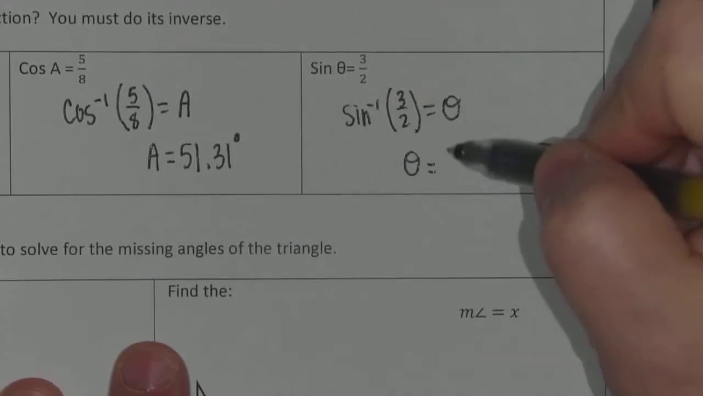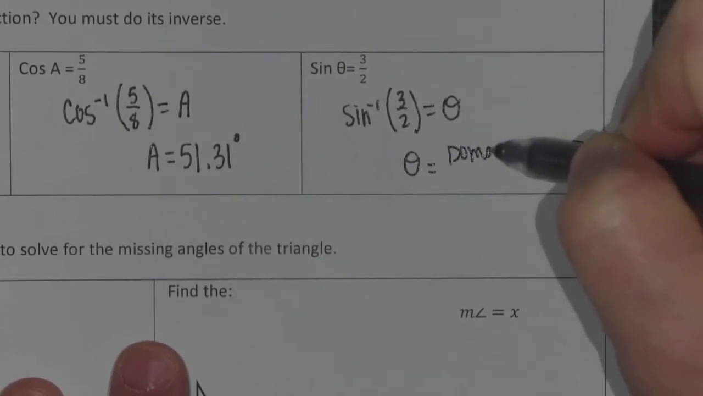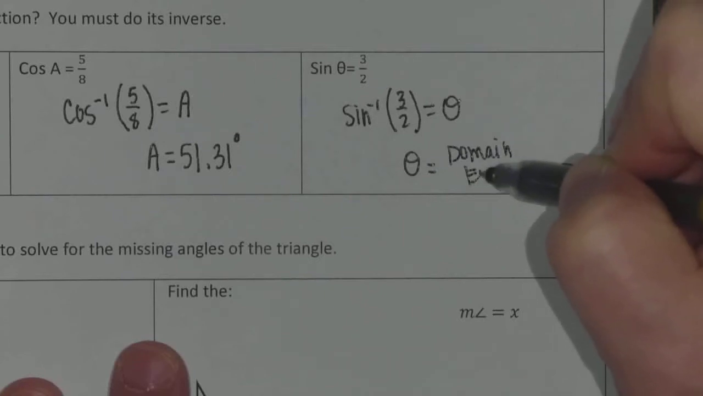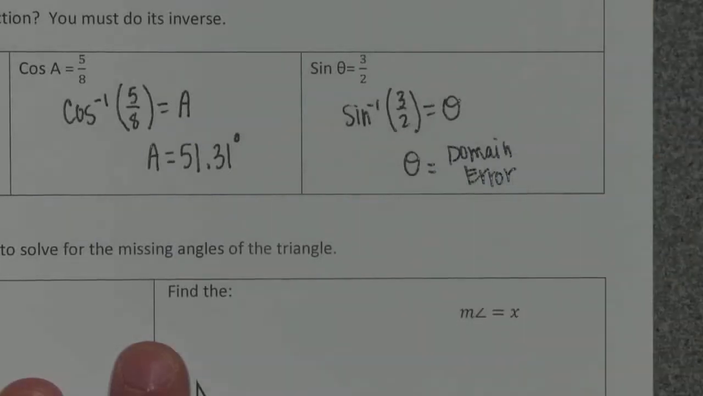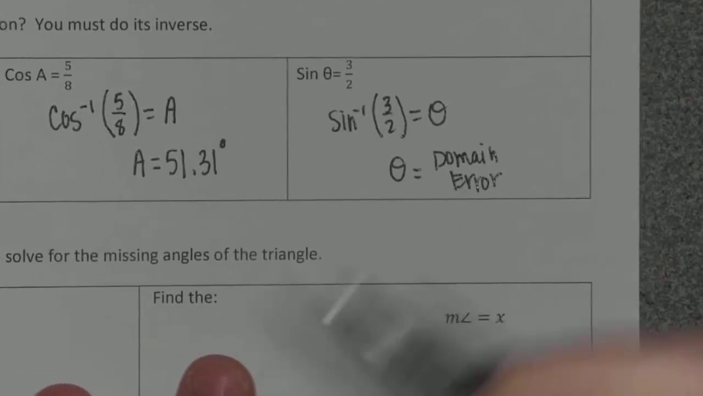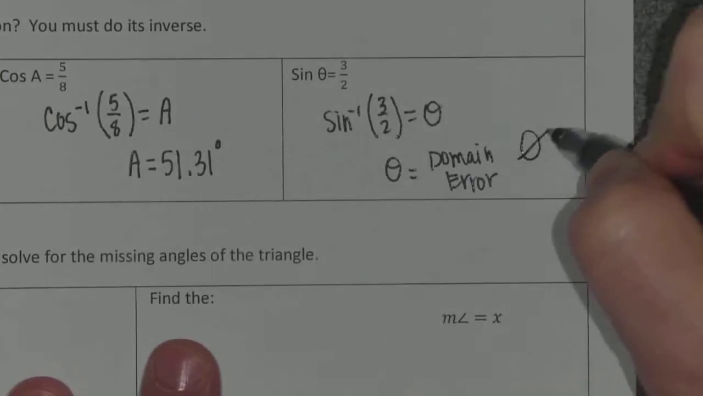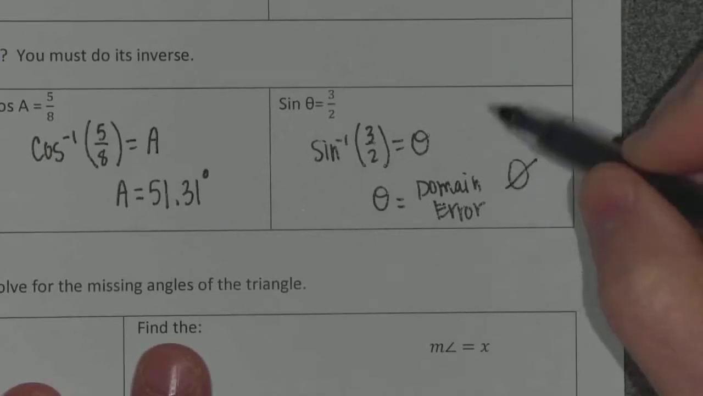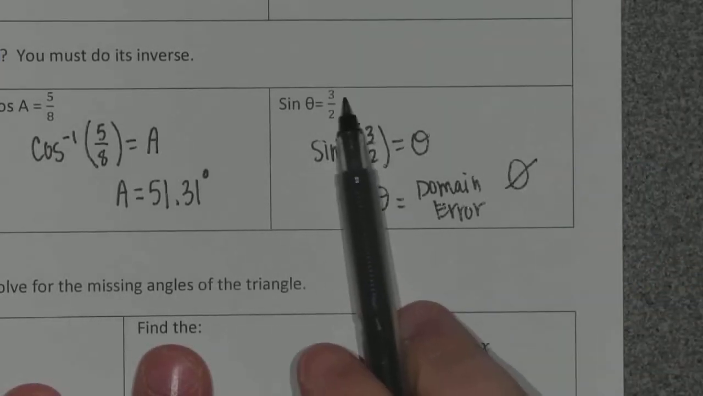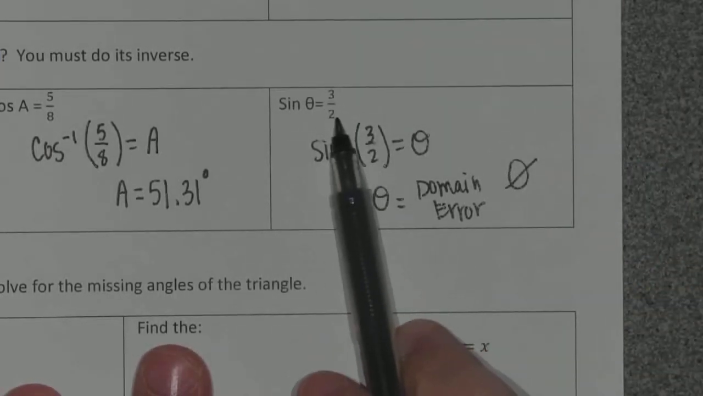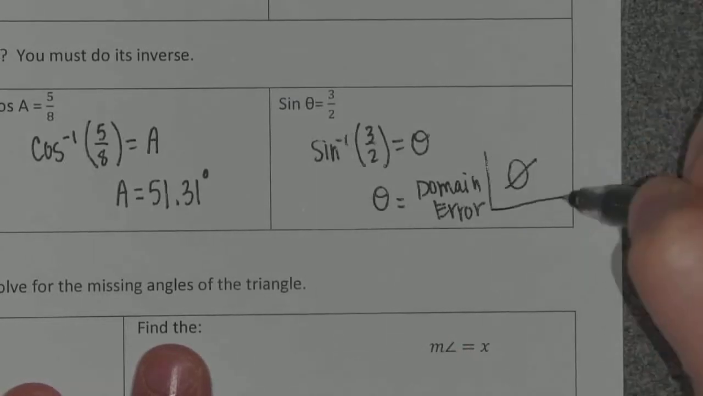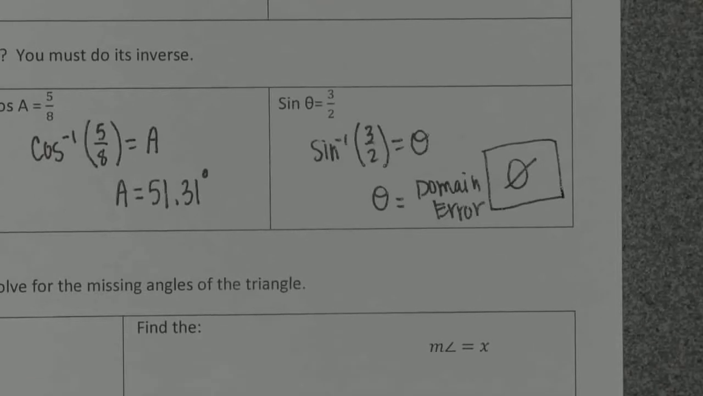Domain error. Oh, what? What does that mean? What does it mean if you get a domain error on your calculator? Yeah, it means no solution, you guys. It means it's not possible to have an angle that would give you 3/2 as the sine of it. Okay? So empty set would be your solution, meaning there's not an angle that would work.